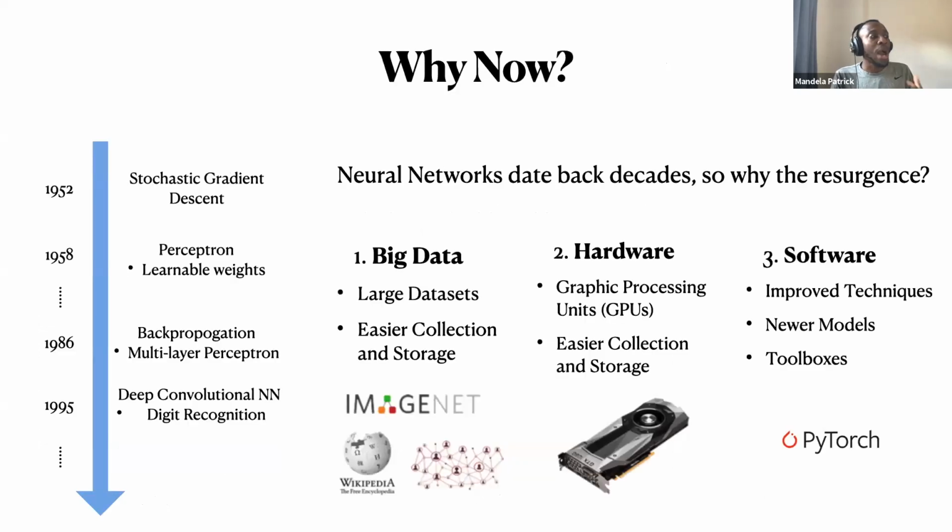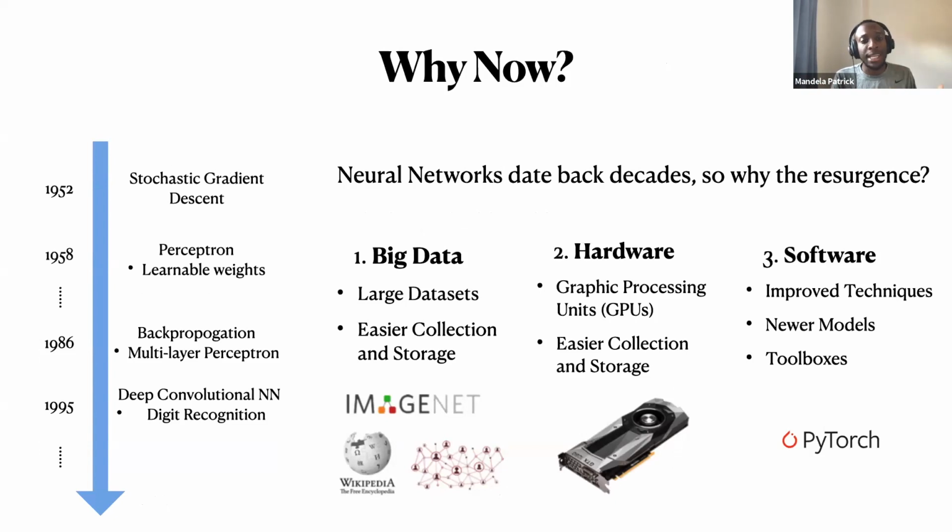And why now? A lot of these technologies and concepts have been around since the 1950s. Stochastic gradient descent, which you need to train these neural networks, and the underlying convolutional neural networks, multi-layer perceptron, they've been around since the 80s, the 90s. So why now? Essentially, a collision of three main factors.